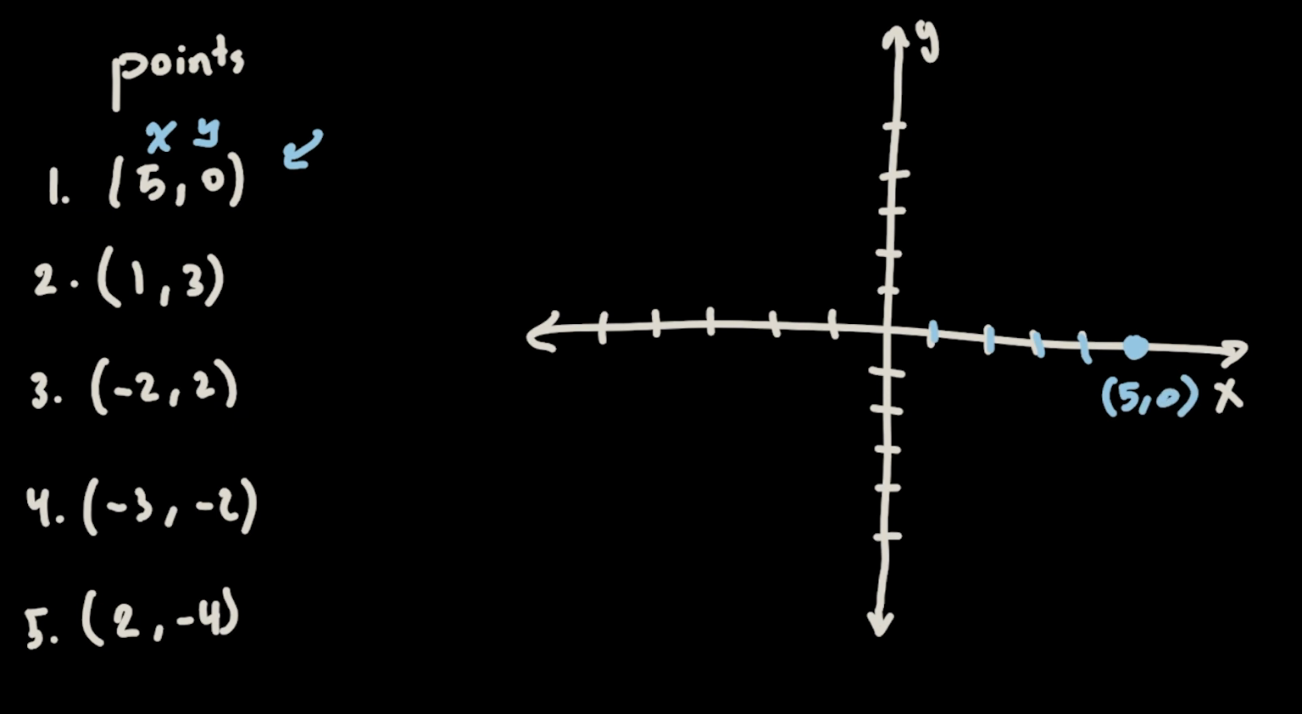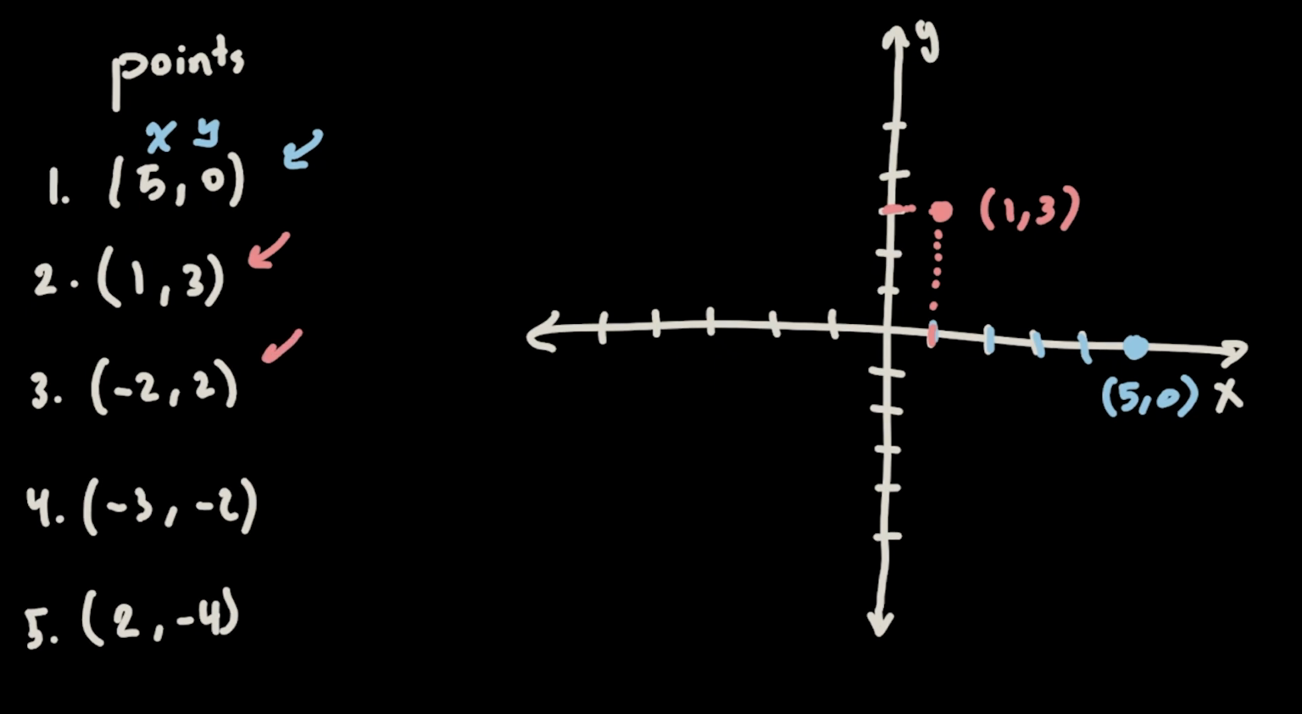Let's see the next one. Here we have 1 and 3. So this is 1 and this is 3. Let me just plot it. So this is the point that we want to draw. It's 1 and 3. Let's see the next one.